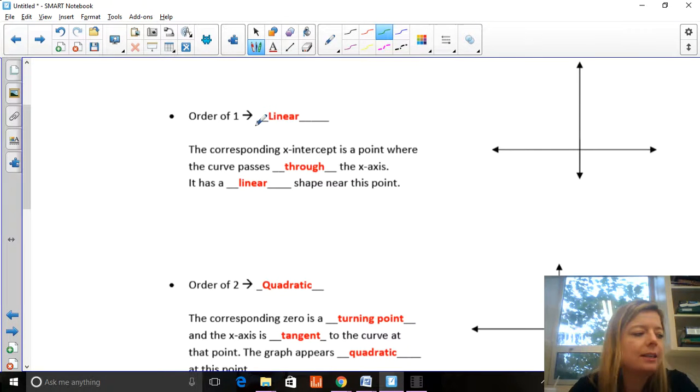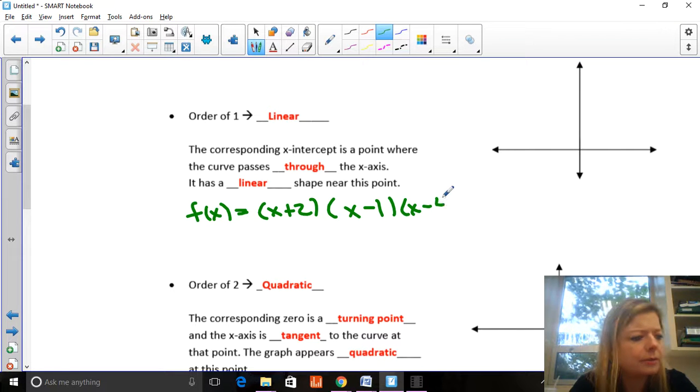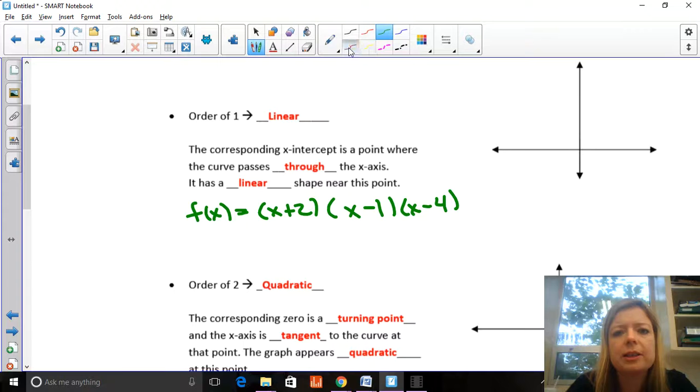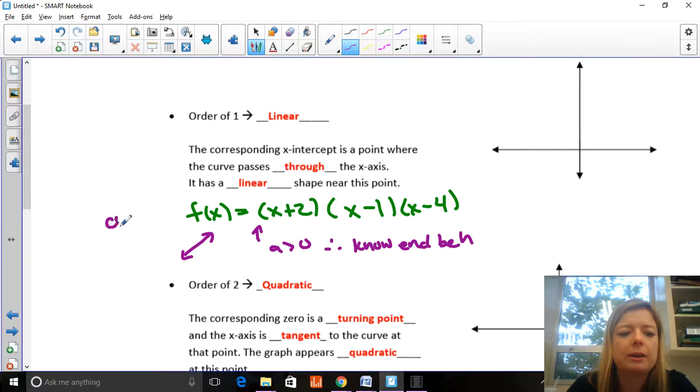The most obvious one is linear. So let's imagine we have a function like f of x equals (x plus 2)(x minus 1)(x minus 4). So notice here, first of all, that our a value is positive. Therefore, we know the end behavior. Okay, so that means, remember, that's kind of like linear. So it starts down here and it's going to end up there. That's the general end behavior, right? And we know that it's cubic, because x times x times x is cubic.